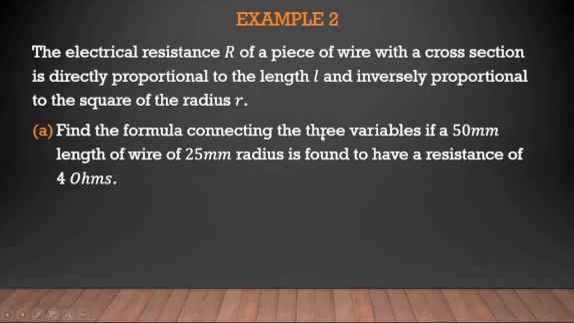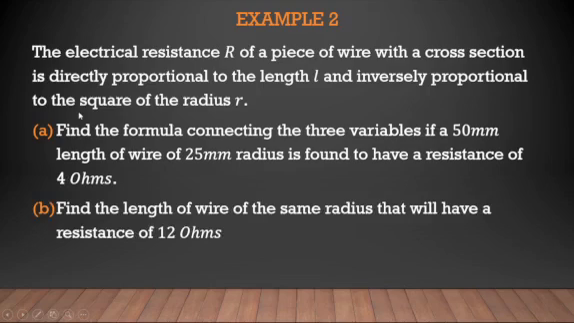A, find the formula connecting the three variables if a 150 mm length of wire of 25 mm radius is found to have a resistance of 40 ohms. Okay, then let's get to the big question. A question is talking about relationship. The big question, then: find the length of the wire of the same radius that will have a resistance of 12 ohms.